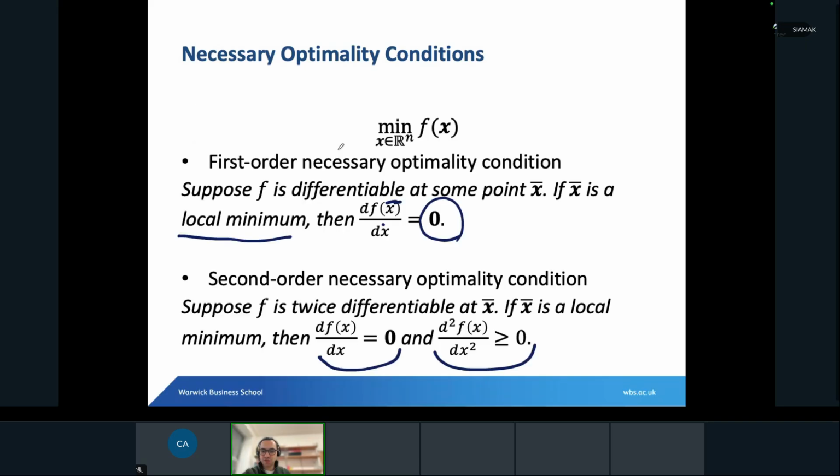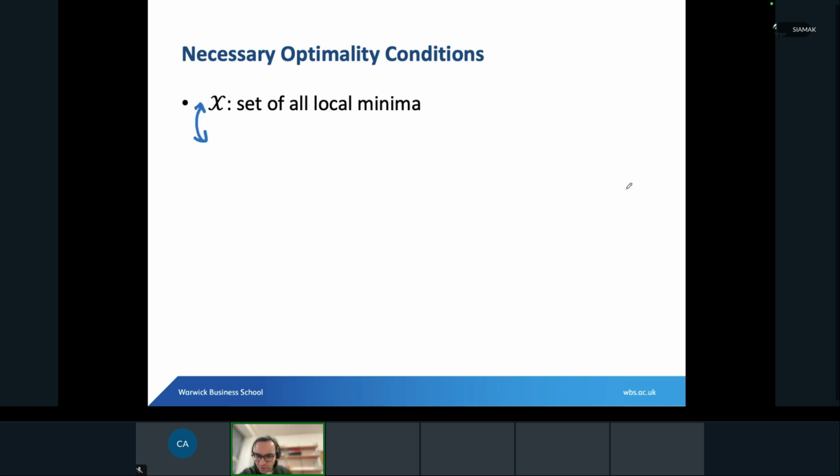Remember in the previous slide, we have two of them. First, the first derivative should be equal to 0. Second, the second derivative should also be non-negative. So I have one comment. No, X is a subset of O. Very good.